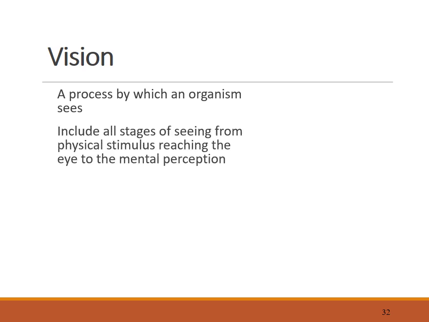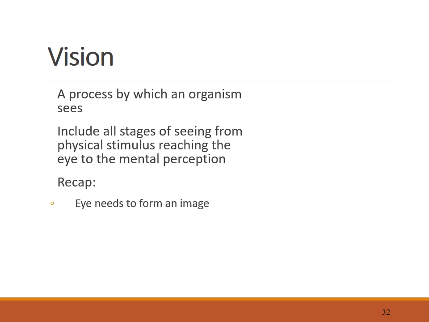Before we proceed to the visual acuity test, you need to know about vision. This is only a revision from the previous semester. You have learned everything in the last semester. Vision is a process by which an organism sees and includes all stages of seeing, from physical stimulus reaching the eye to the mental perception.